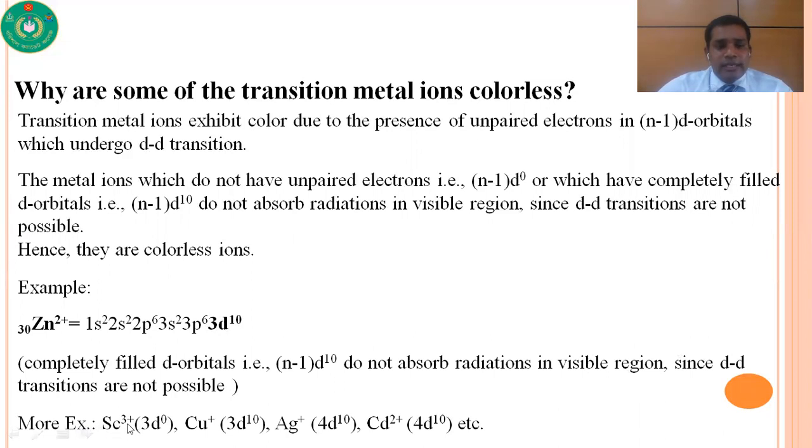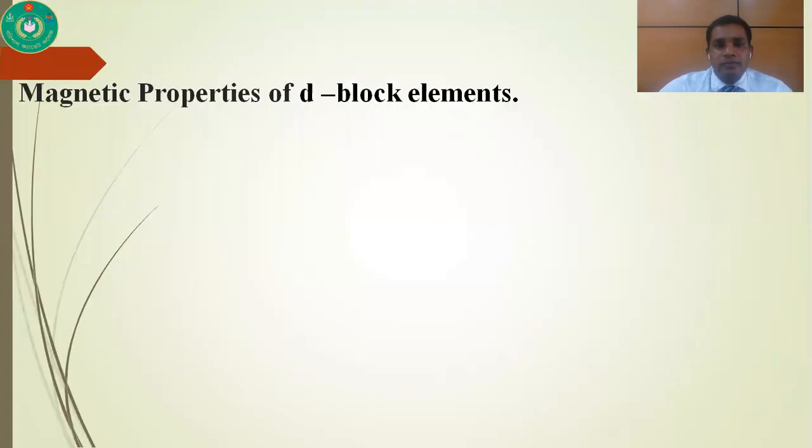More examples are scandium 3 plus. It has no electron in d orbital. Copper plus, silver plus, cadmium 2 plus. These 3 elements have fulfilled d orbitals. That's why there is no possibility of d-d transition. That's why they don't form any colored compound.